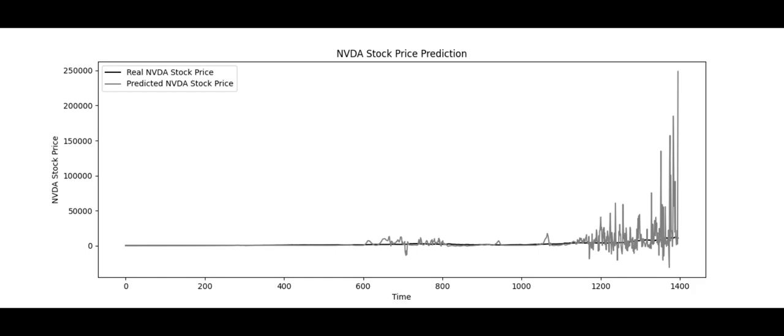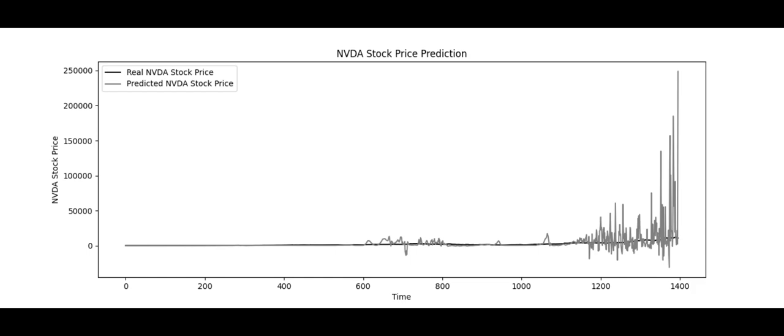Before making predictions, we prepare the test data similarly to the training data, including scaling and creating sequences. This step is crucial to ensure the model's predictions are comparable to actual stock prices. By standardizing the data and creating sequences, we align the input format with the model's training conditions, improving prediction accuracy.